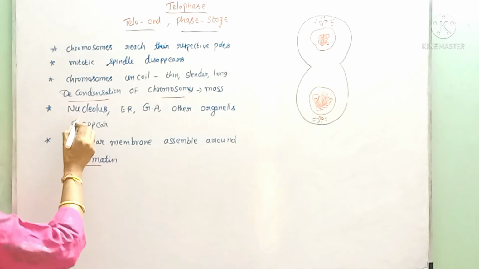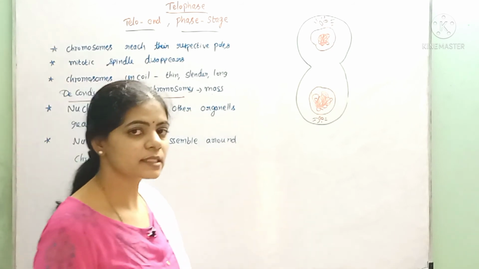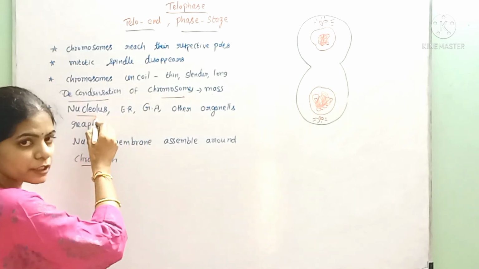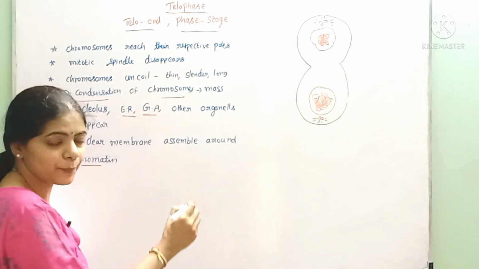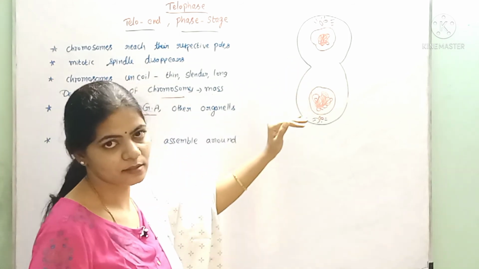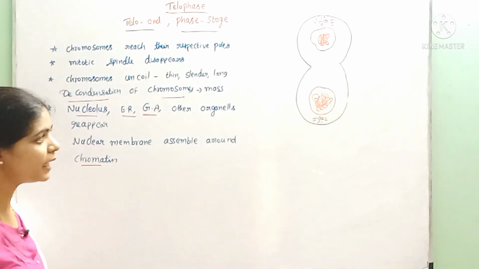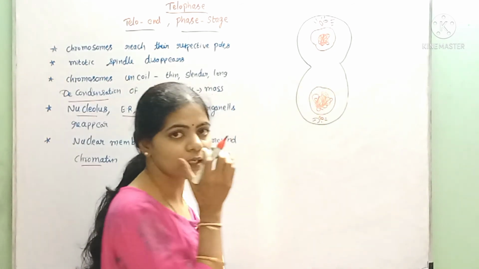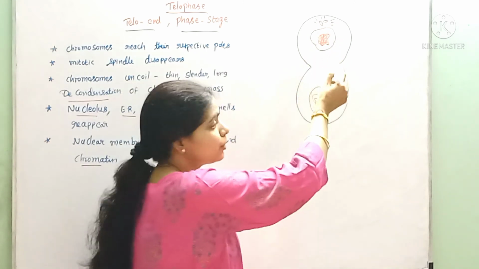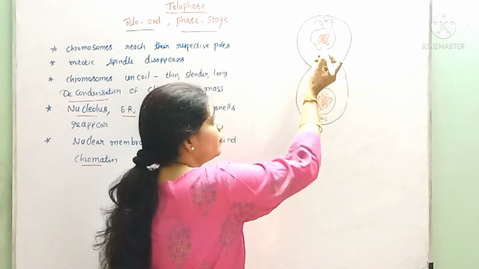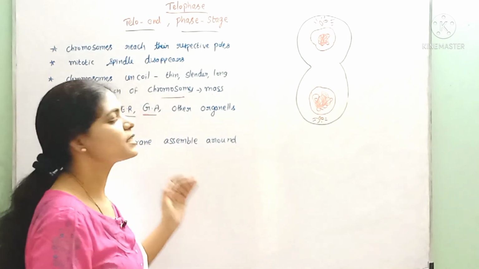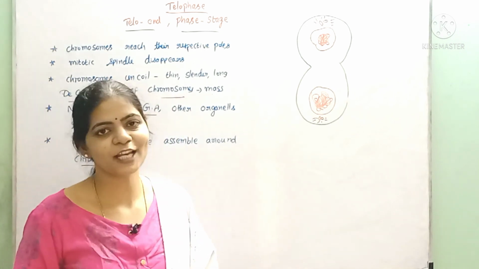And whatever cell organelles disappeared in the previous stages will reappear: the nucleolus, endoplasmic reticulum, Golgi apparatus and other organelles reappear in the daughter cells. And the nuclear membrane which disintegrated in the prophase will reappear in this telophase around the chromatin. Around the chromatin, what is formed? The nuclear membrane formation takes place. Next to this, the telophase is followed by cytokinesis.